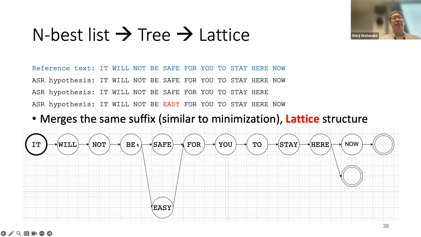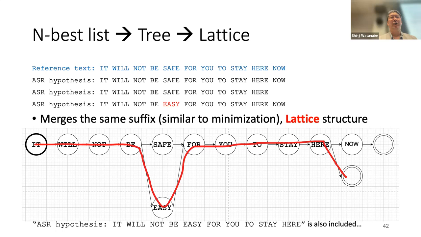This is also similar to the trellis and so on. But anyway, by using this lattice representation, we can compactly represent many of the hypotheses. Some systems only support the NBEST, but other systems also support the lattice, which can provide richer information than the NBEST. And unfortunately, ESPNet only supports the NBEST, by the way.